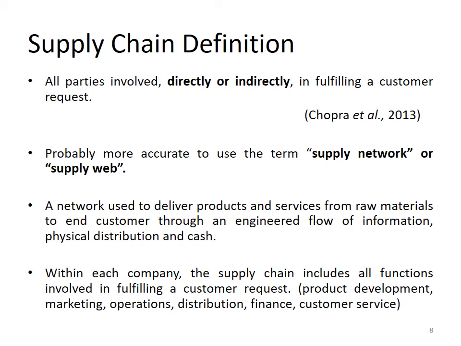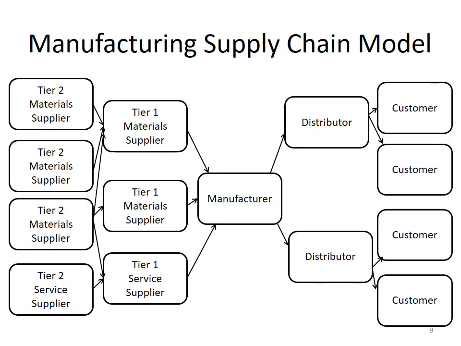And as I told you, since there are a lot of parties involved directly and indirectly in a supply chain, we can identify this supply chain as a network or a supply web. As in this diagram, we can see suppliers in different tiers, and also some parties involved as distributors. So there are a lot of parties involved in the supply chain, and we consider this as a web.